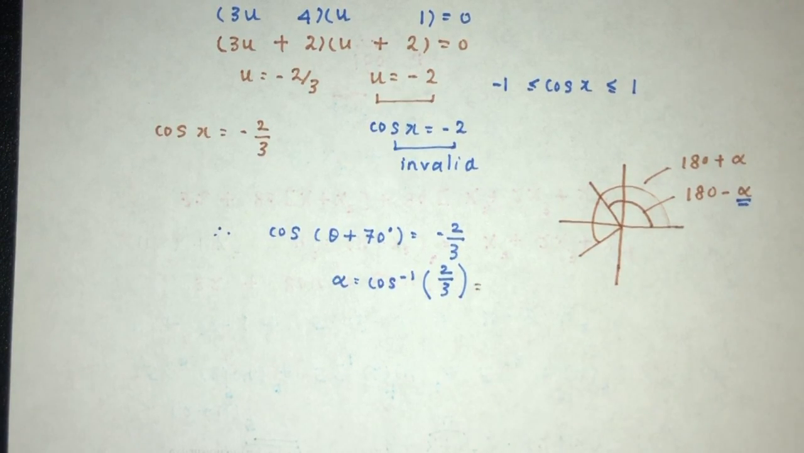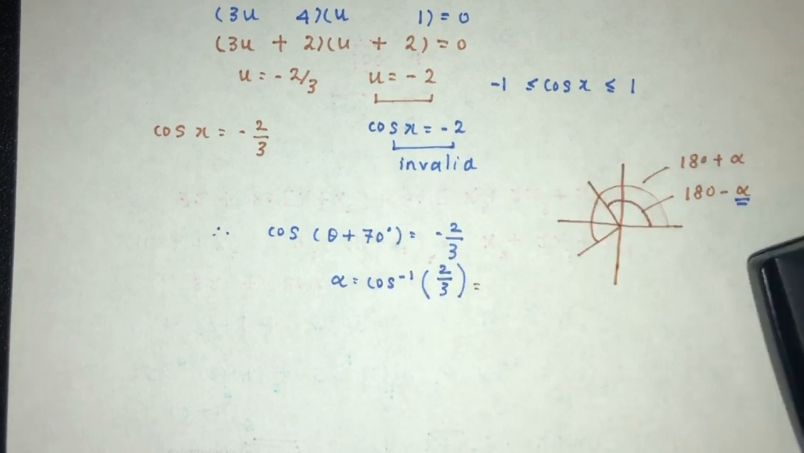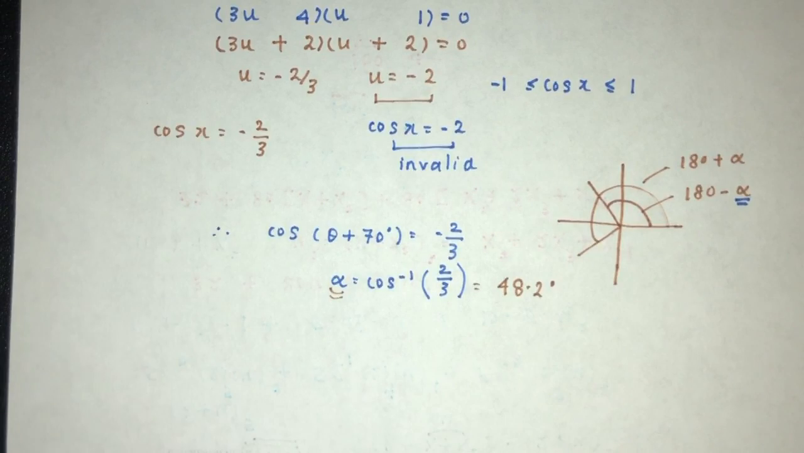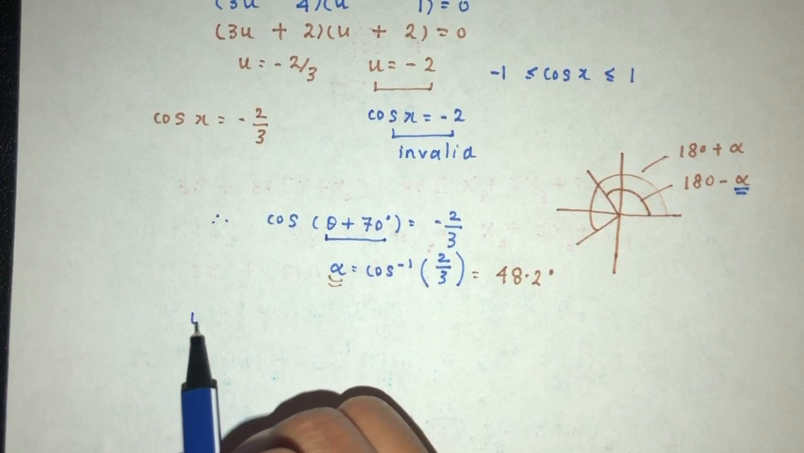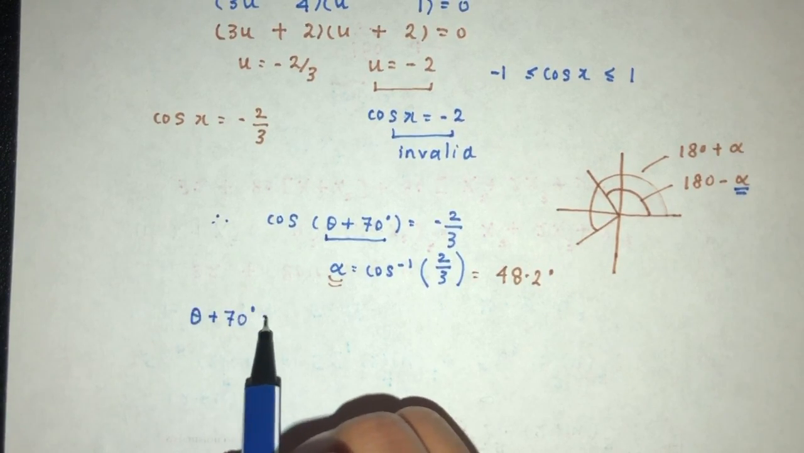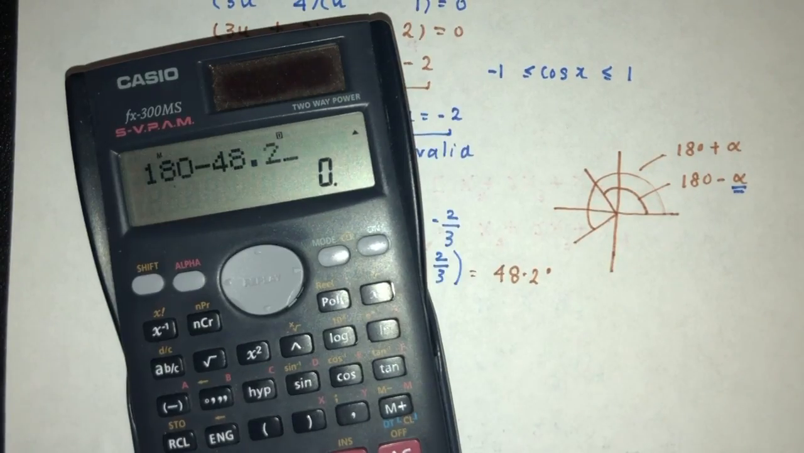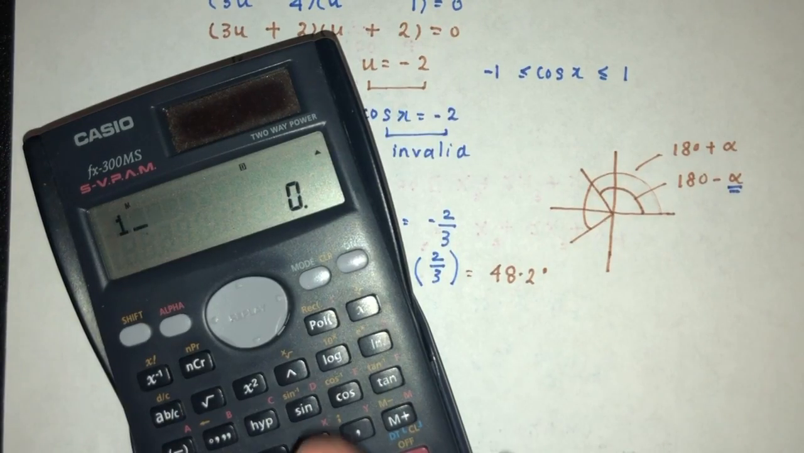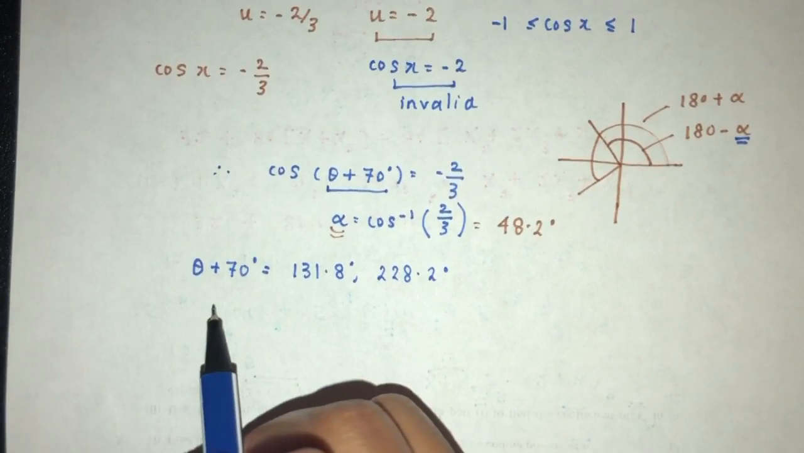Now from this, cos inverse of 2 over 3, here we have to use degrees. That should be 48.2 degrees. So this is the value of alpha. Now we have to use this quadrant to find this angle. The actual angle we have inside is theta plus 70. That will be, according to the quadrants, 180 minus 48.2, that should be 131.8. Or it can be 180 plus 48.2, that should be 228.2. So finally, theta will be what?